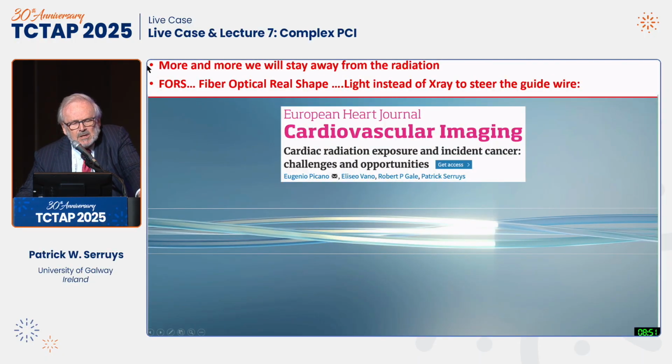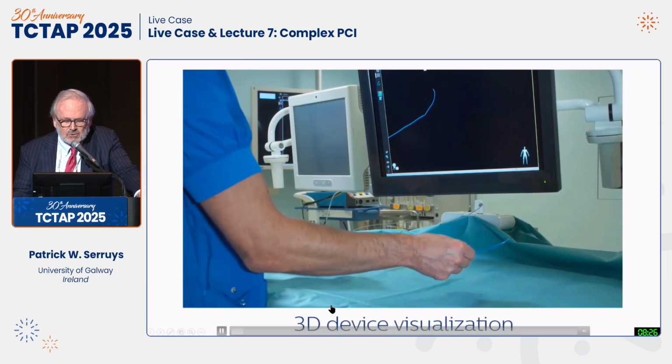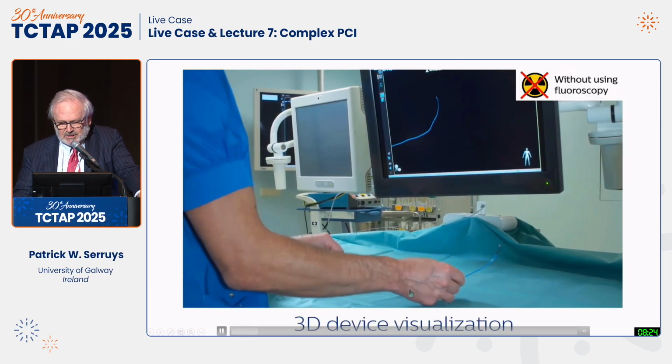Now, clearly, more and more we will stay away from the radiation. Force is the fiber optical real shape. It's light instead of X-ray to steer the guide wire. The guide wire has 4 microfibers, and when you bend the guide wire, the speed of the light is changed and the resonance is changed. So what you get is the 3D visualization.